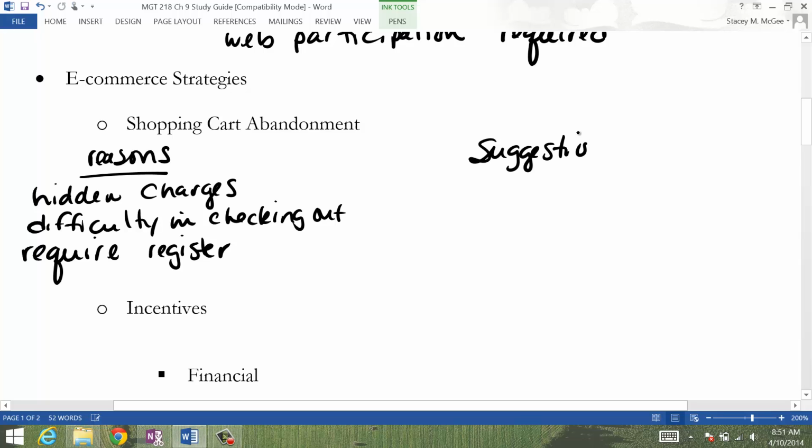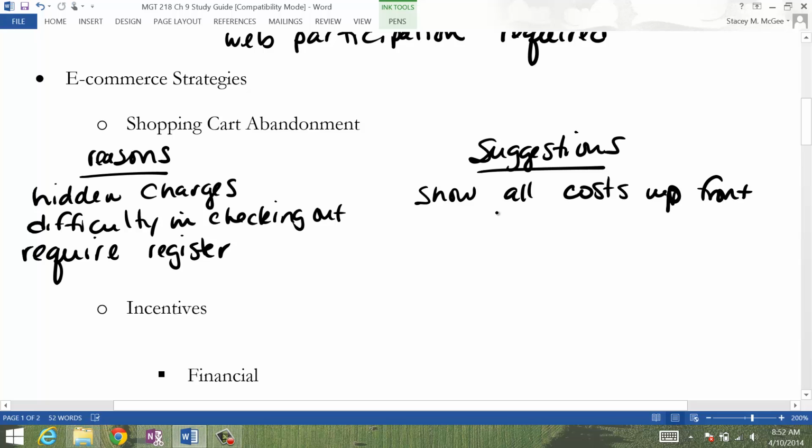So some suggestions that people have come up with here are to make sure you show all costs up front. Shipping costs or handling costs or any other types of things, make sure you're up front with that. Show all costs up front, so there are no surprises when they get to the shopping cart. Also, try to make the checkout process as easy as possible.